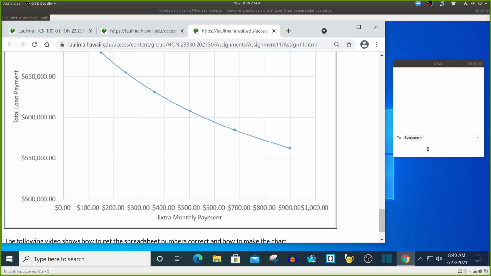So let me just type something into the chat. Okay, and let me just type something which is one way to look at the law of diminishing returns.